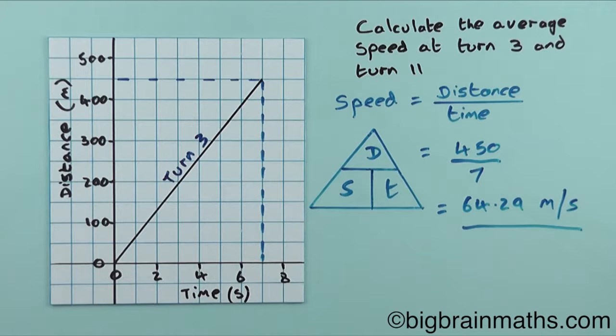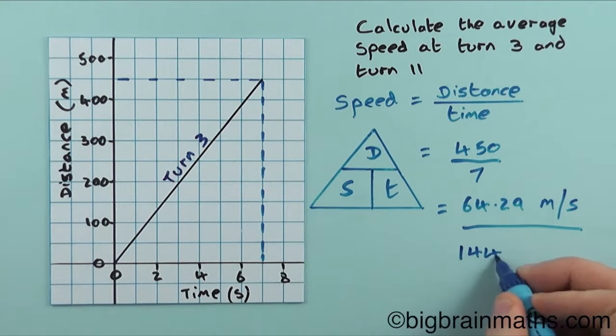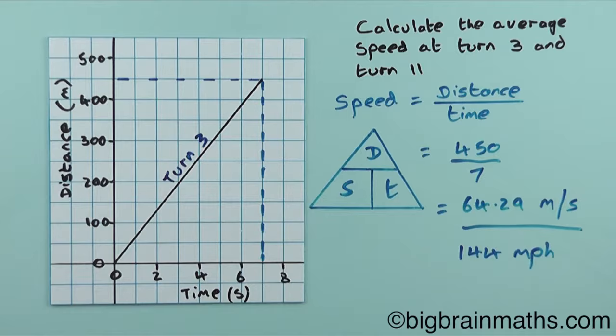Now, meters per second is a very popular unit for speed in maths and physics. But in everyday life, we don't really use meters per second. We'd use miles per hour or kilometers per hour. And 64.29 meters per second is approximately 144 miles per hour. So turn 3 was a very fast turn.